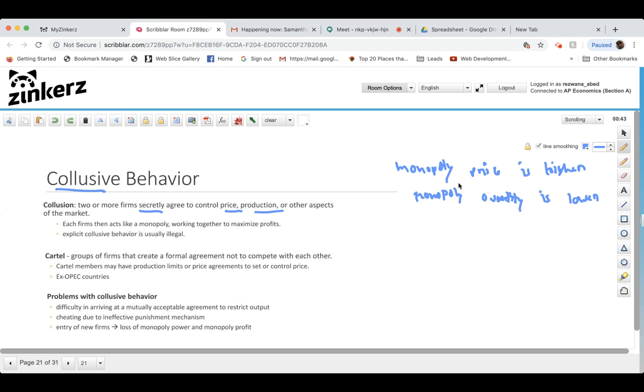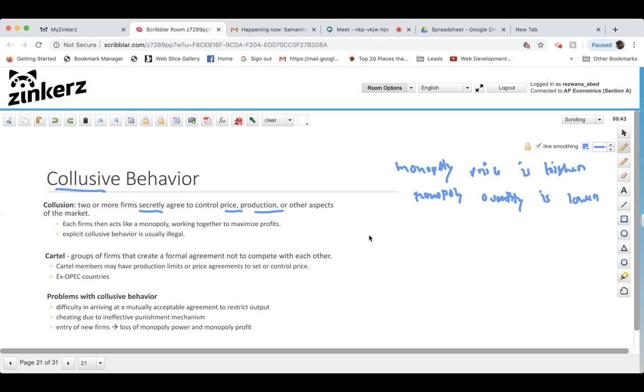So we're going to charge this price, you're going to produce this much, I'm going to produce this much, and then if it's only the two of us, people really don't have a choice but to buy from both of us, right? So they can behave as inefficiently as a monopoly by colluding. And explicit collusive behavior is illegal, at least in the US. So they do it secretively.